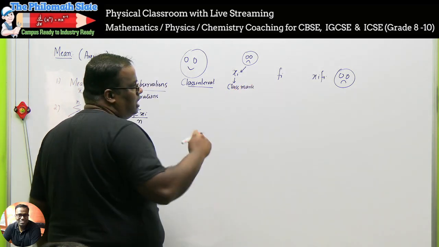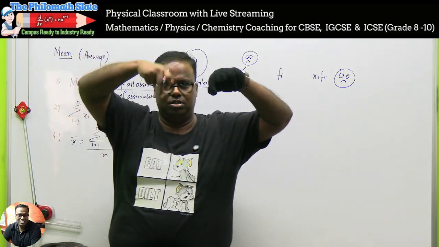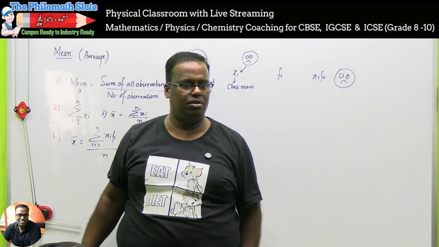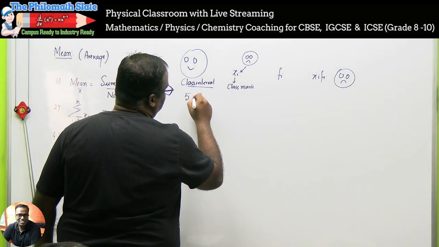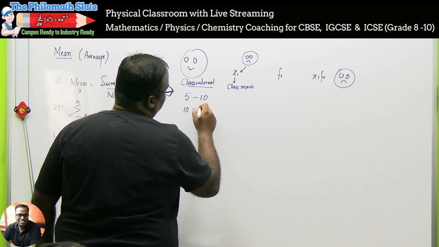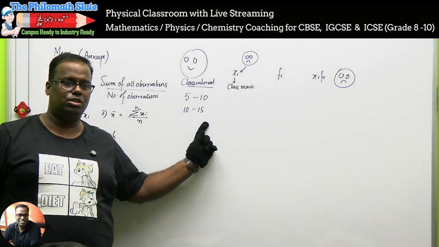Class mark means interval. What is interval? Interval is a range and mark is the midpoint. Mark is the midpoint, right? So suppose I give you a range. Ranges are also of two types. Suppose a range is something like 5 to 10 and 10 to 15. In grade 9, I told you, this sort of thing is called a continuous distribution.